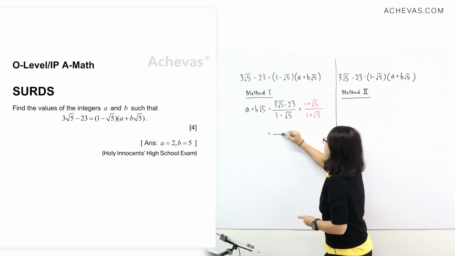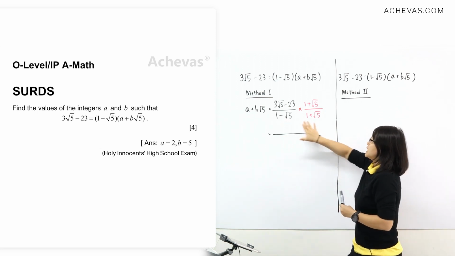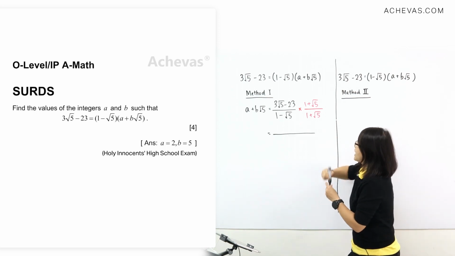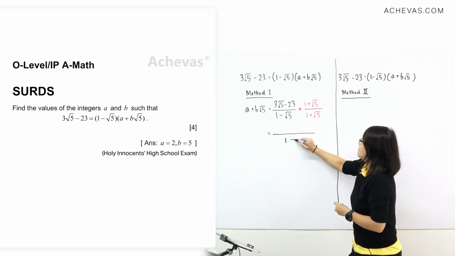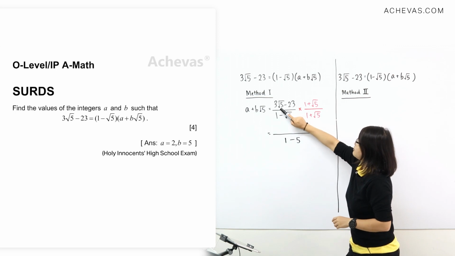Rationalizing this one here. Let me work on the denominator first. (a − b)(a + b) will get a² − b². So I'll have 1 squared, which is 1, minus √5 squared, which is 5. The numerator, I will have 4 terms.